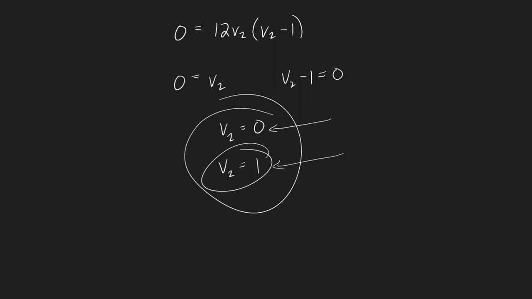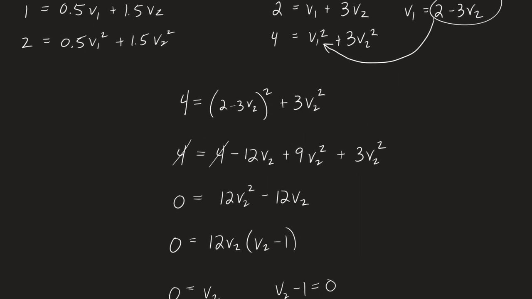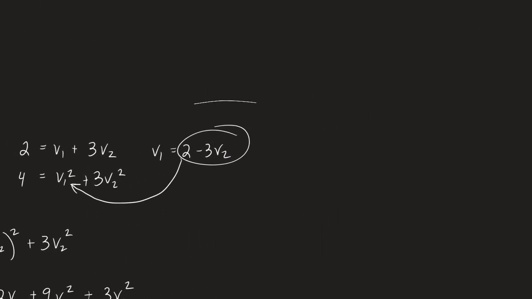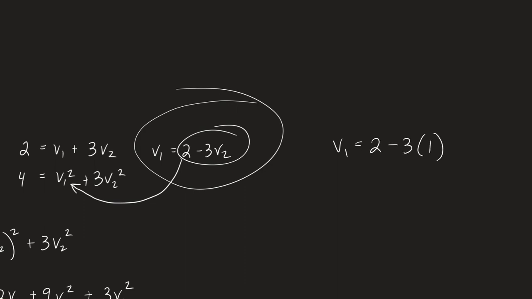You need the answer for the second ball as well. To get the second ball, I go back to the equation I used earlier. This one. V1 equals 2 minus 3 V2. V1 equals 2 minus 3 times 1. Pretty sure that's just negative 1. So the first ball bounces backwards to the left based on my drawing. The second ball keeps going forwards at 1 meter per second.